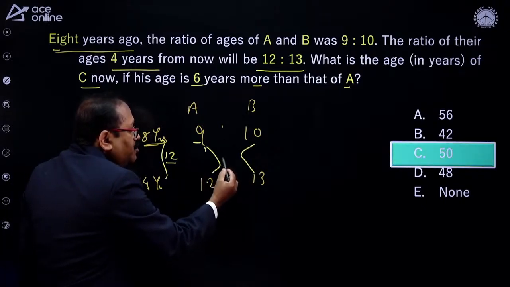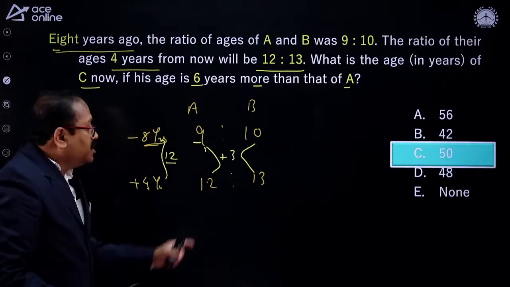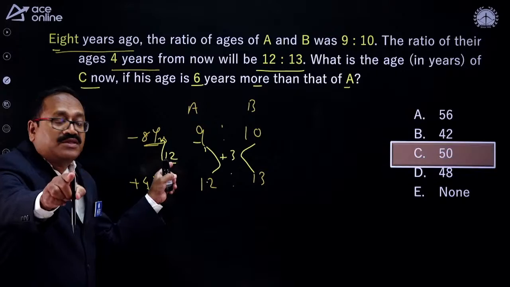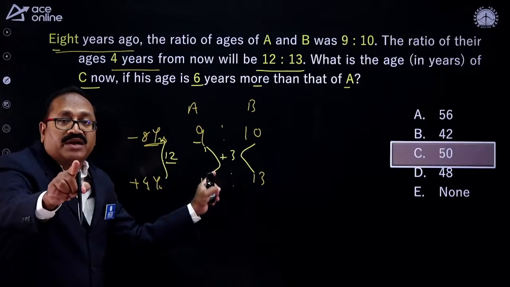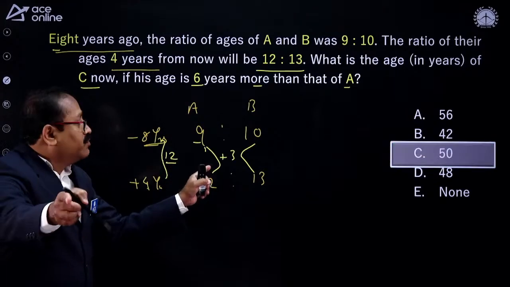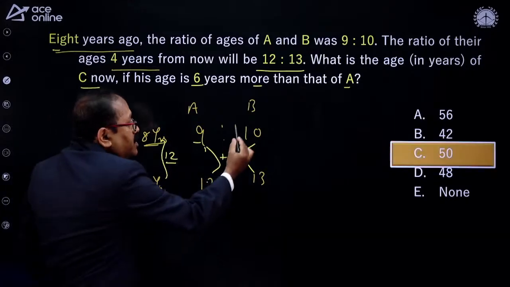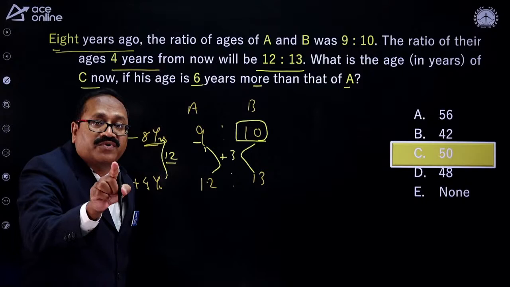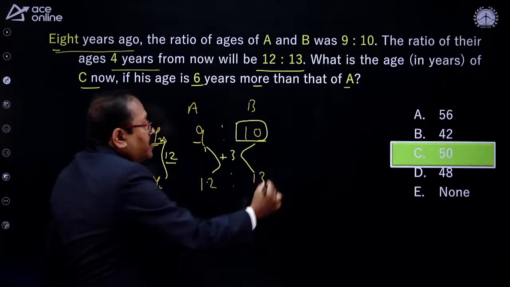So no need of any modification here. 3 part difference and the age difference is 12 years. So when 3 part is 12 years, then 1 part is 4 years. And when 1 part is 4 years, then what is B's age? That is 10 parts. When 1 part is 4 years, then 10 parts is 40 years.